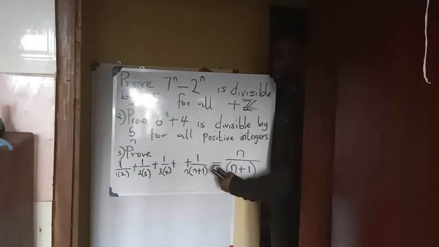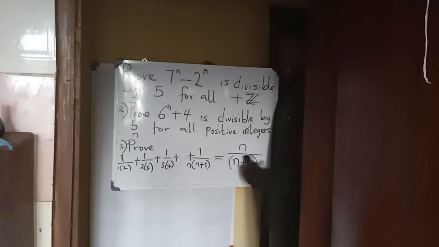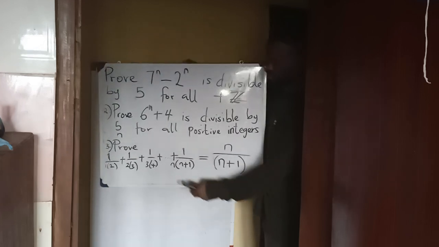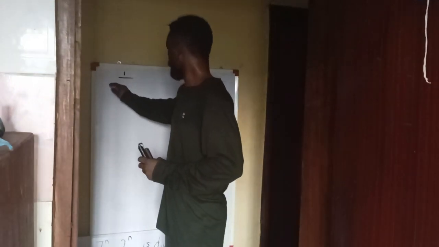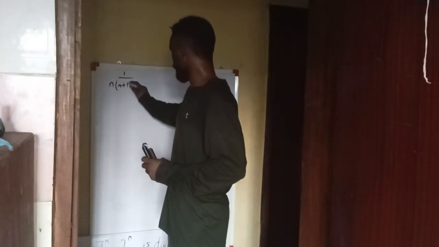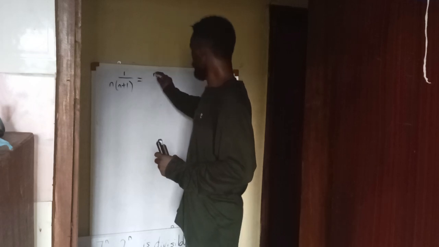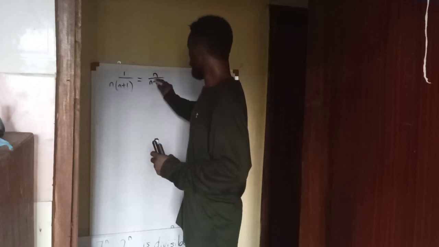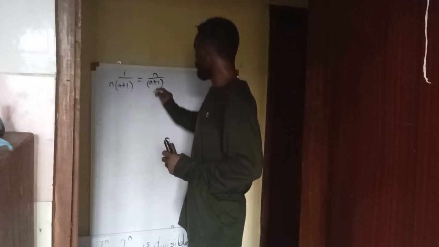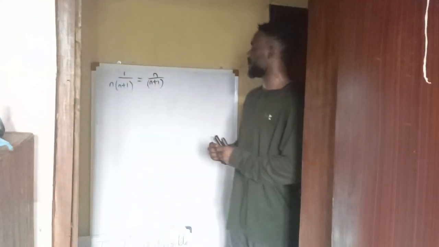Here they are trying to prove that the left hand side and the right hand side are equal. I normally ignore anything I see on this except for the variables, the ones carrying the variables. So let me rewrite it. I have 1 over n into n plus 1 is equal to n over n plus 1. This is going to be our last class on induction, so we treat the rest in class.